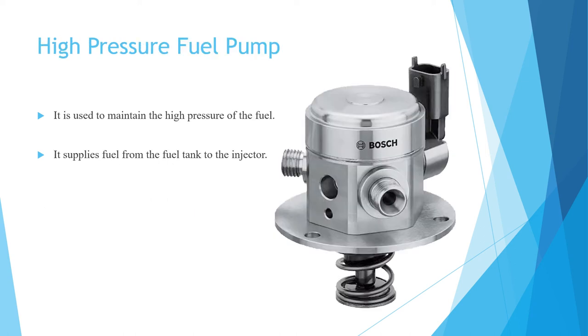Next one is the high pressure fuel pump. It is used to maintain the high pressure of the fuel. This pump is basically used to maintain the pressure on the fuel, and it supplies the fuel from the fuel tank to the injector. So these are the two main functions of this high pressure fuel pump.